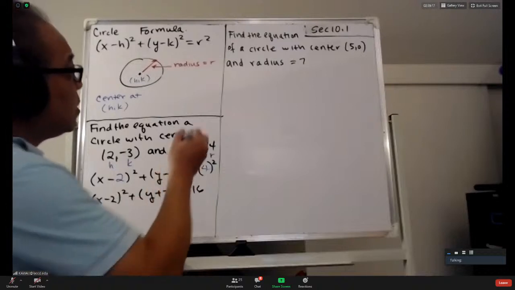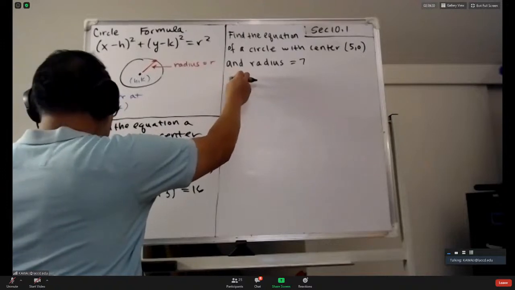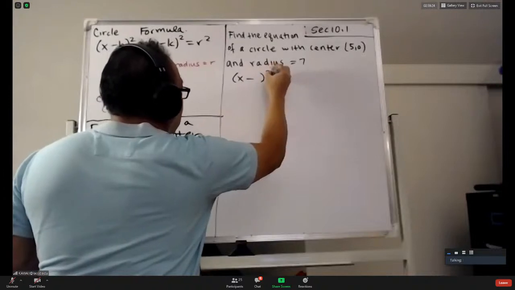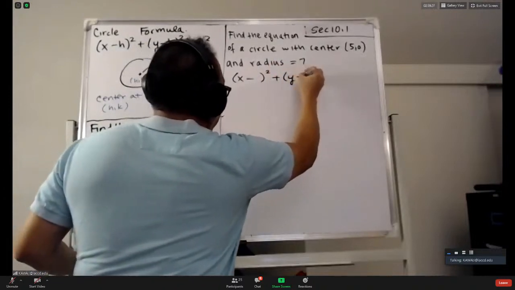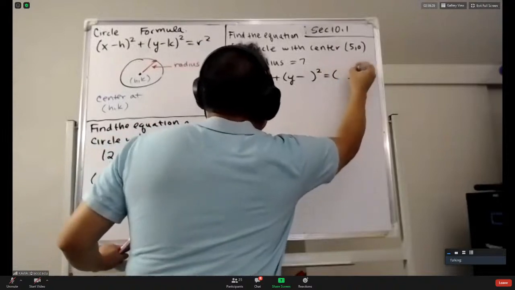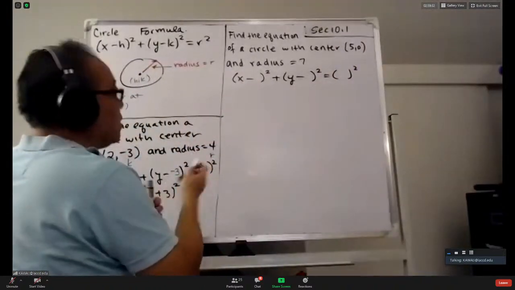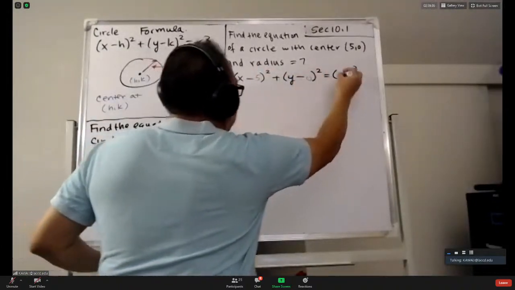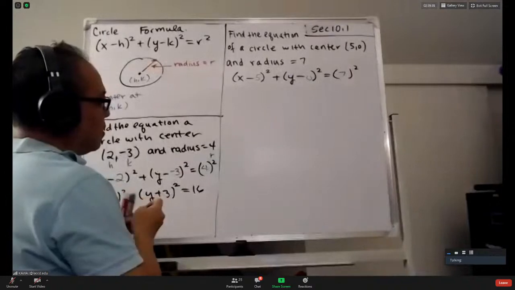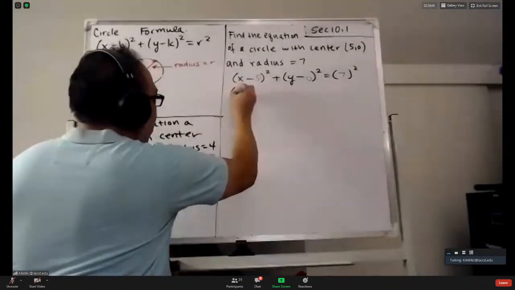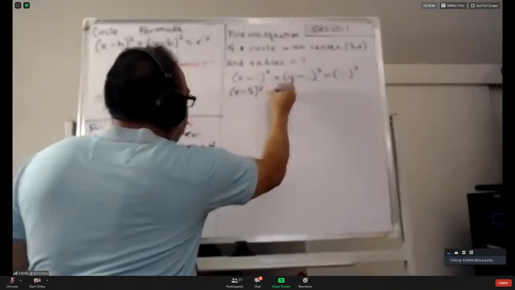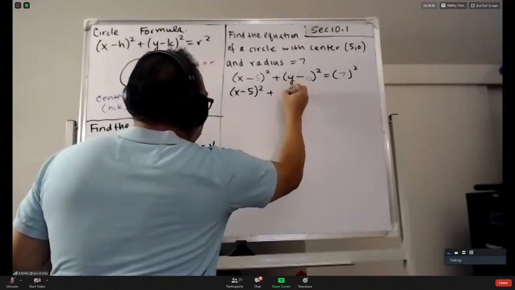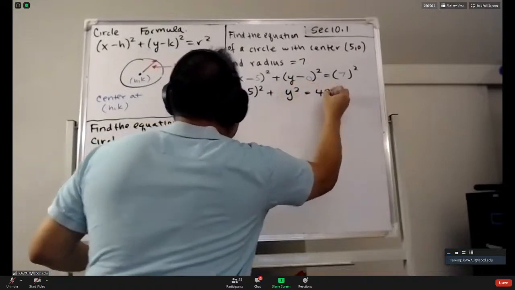Okay. So then this is going to turn into x minus something plus y minus something, and you're going to get 5, 0, 7. So then this just turns into x minus 5 squared plus y squared equal to 49.